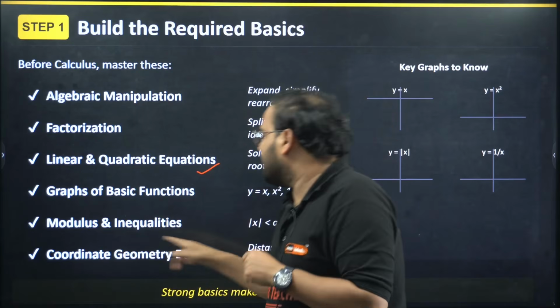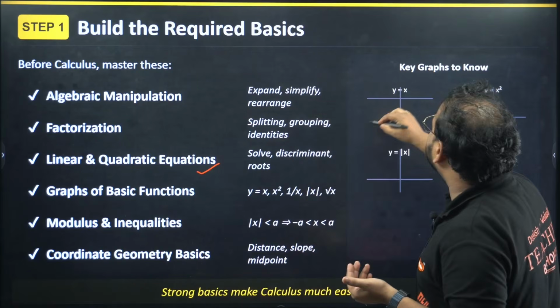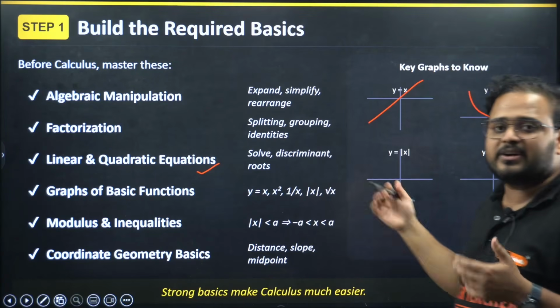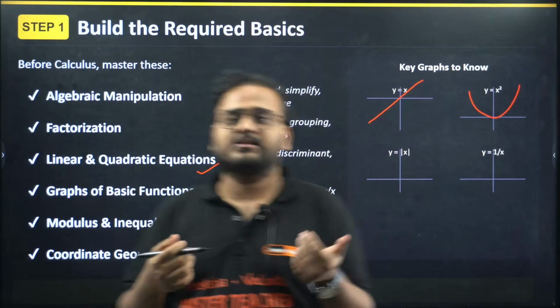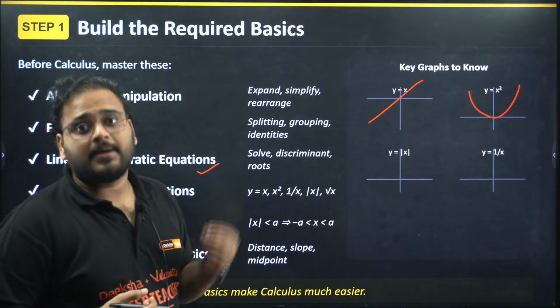Coordinate geometry basics to plot the curves. Some fundamental curves: y equal to x line, how does it look? Y equal to x square curve, what is the nature of that? What is the vertex? What is the formula of the vertex? What are the different types of parabolas? You should know this. Okay, going into the calculus.